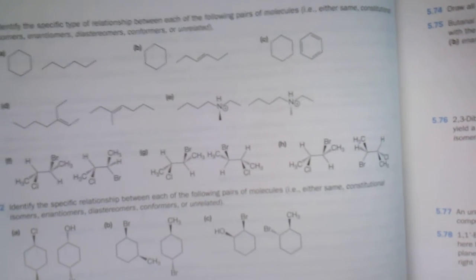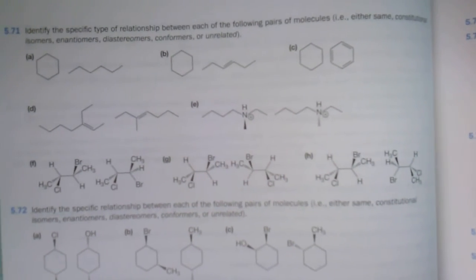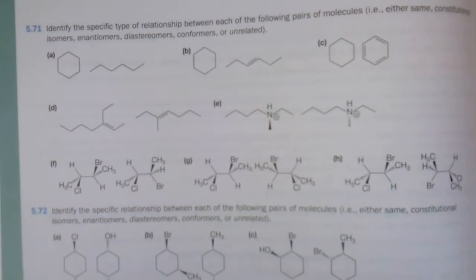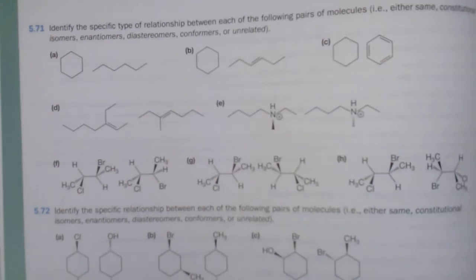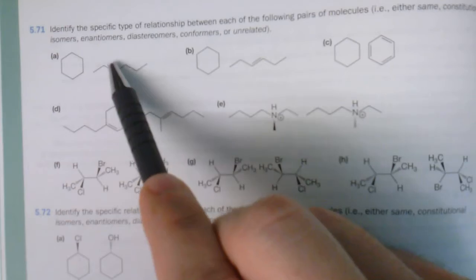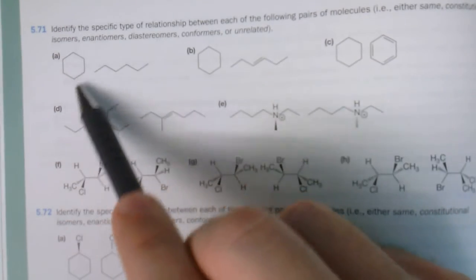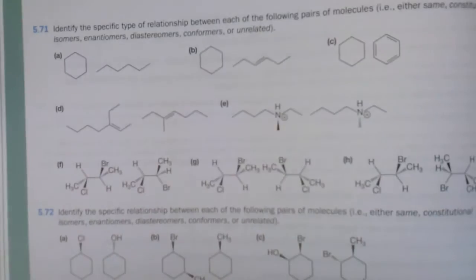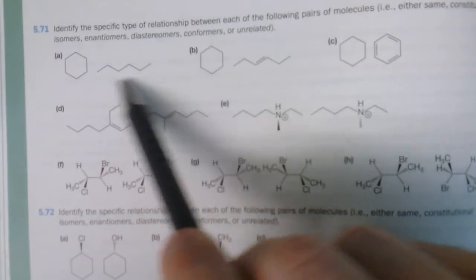And we're trying to figure out, are these enantiomers, diastereomers, constitutional isomers, the same molecule, conformers, or none of the above? They're different molecules. Okay, so with this first one, these both have 6 carbons if I count it out, but this one has a ring, which would be a site of unsaturation or 1 degree of unsaturation. This one is fully saturated.